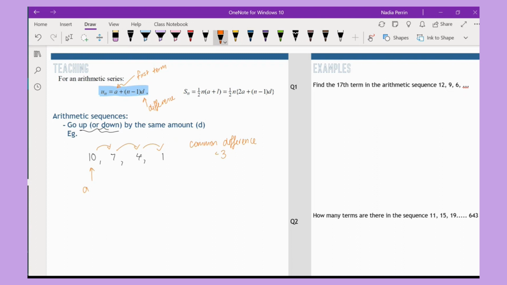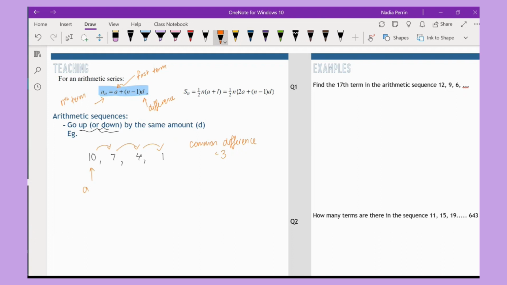And then the last thing we need to know is N. And N is just the term number that we're looking at. So UN means the nth term. So if I was, say, for example, trying to find the sixth term, I would replace N with 6. So let's look at some of the examples.